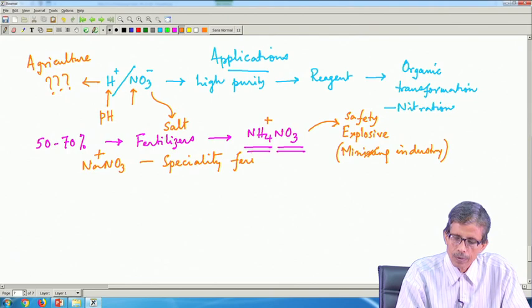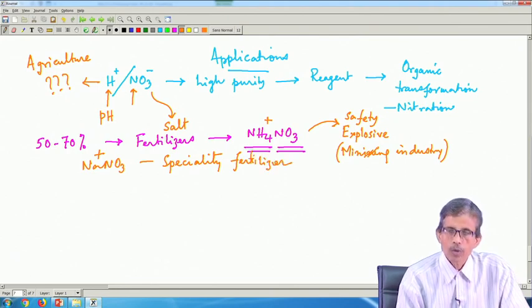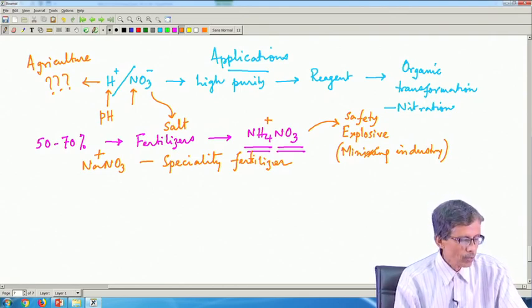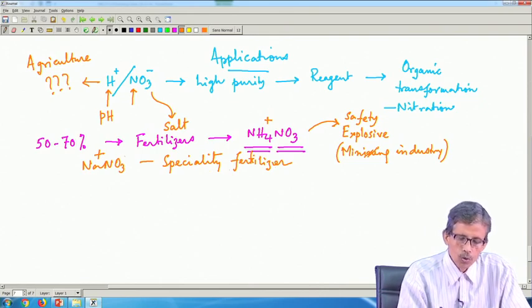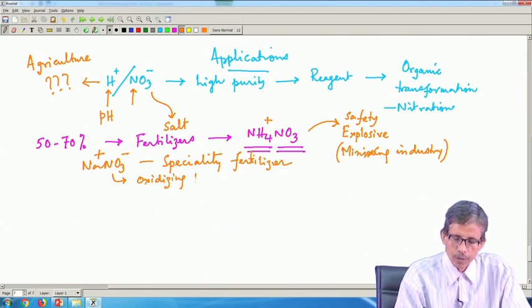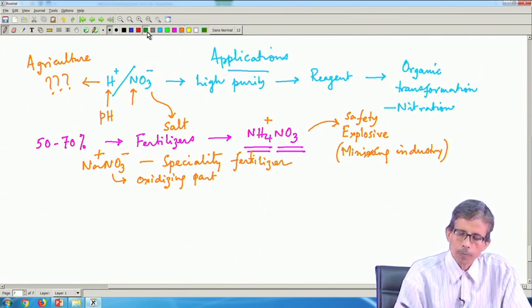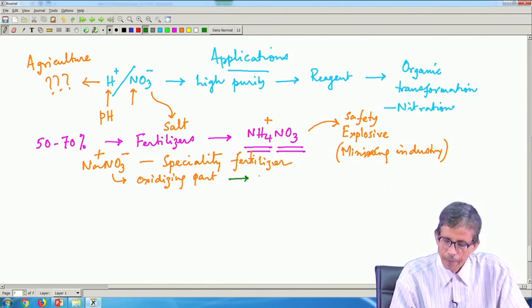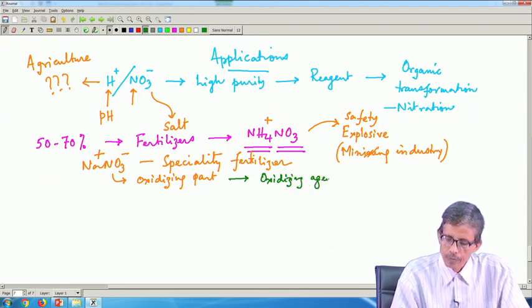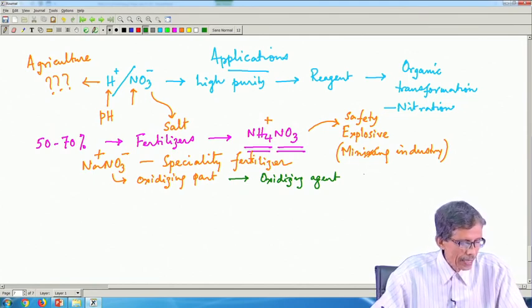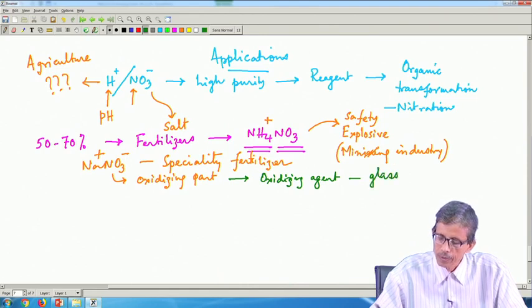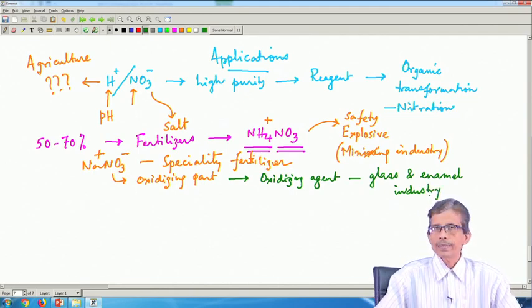Is a specialty where we also supply sodium ion along with your nitrogen requirement for the soil. So, this is there, and also this nitrate part, which is the oxidizing one, is your oxidizing part. This oxidizing part can be utilized as an oxidizing agent. So, it can be a very good oxidizing agent in the industry which is devoted to glass making and enamel making. So, in the glass and enamel industry, these are utilized as a typical oxidizing agent.